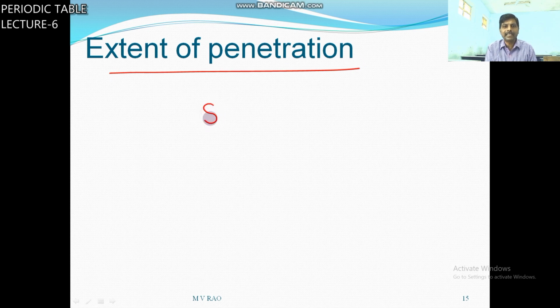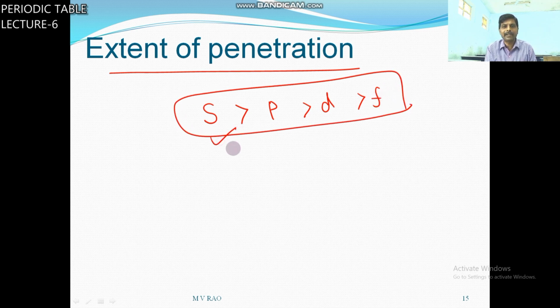Extent of penetration: s, p, d, f. Penetrating power is more for s orbitals because of their spherical shape. So s orbitals have more penetrating power, and more penetrating power means the IP value is also more. The extent of penetration is directly proportional to IP. It is the order of penetrating power and order of IP values. These 5 are the factors that influence ionization potential.